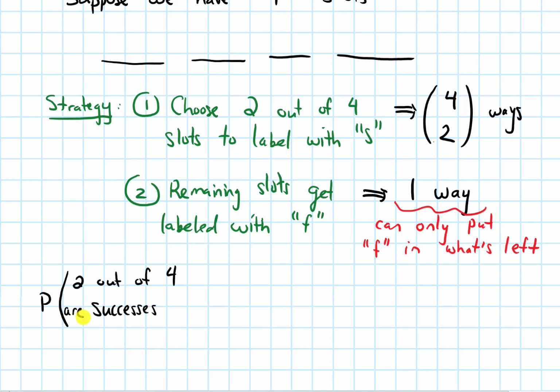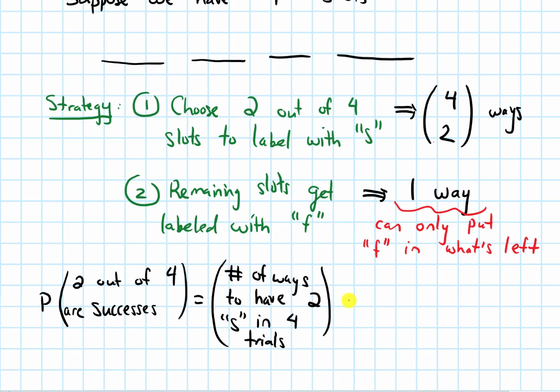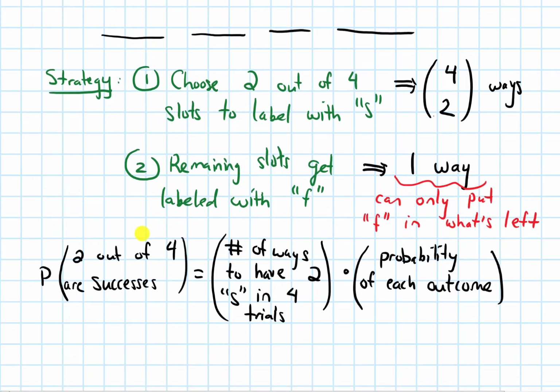2 out of 4 are successes. So to do this, we need to count the number of ways to have 2 S's in these 4 trials. So 2 successes in 4 trials. And then for each of those, I need to multiply by the probability of each outcome, which we had already stated. The probability of each of these rearrangements was exactly the same.